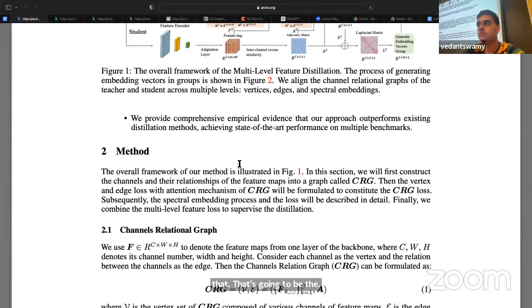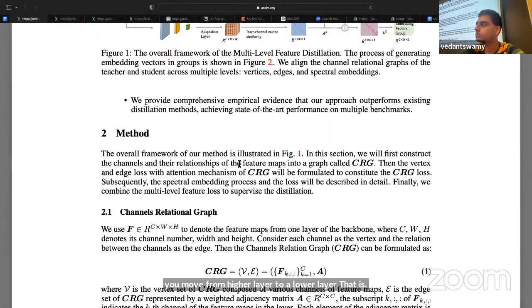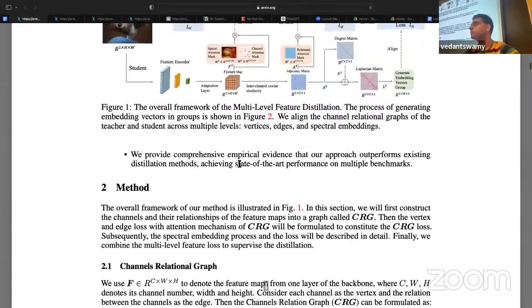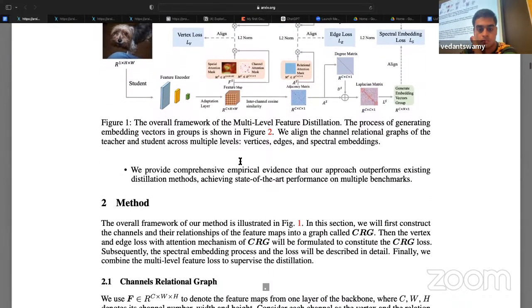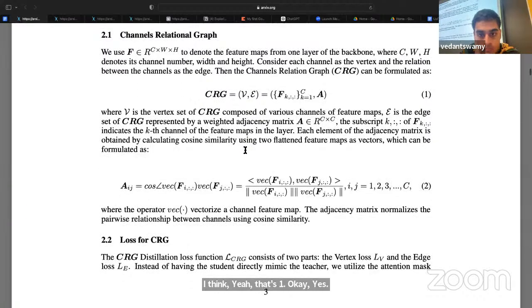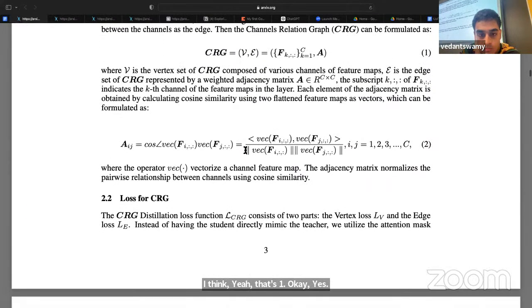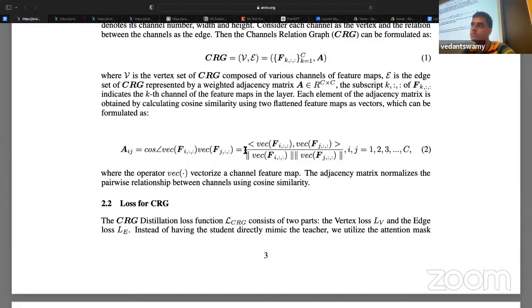How do you change the dimensions of the features? Because as you move from a higher layer to a lower layer, the resolution drops. I think this is more for a single layer. Yeah, that's what I thought as well. They're creating graphs per layer, because they're given the thing as C cross H cross W. C denotes the number of feature maps, one per layer. Otherwise you won't have a fixed W and H across the layers.